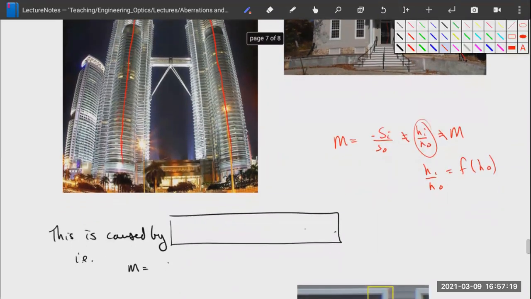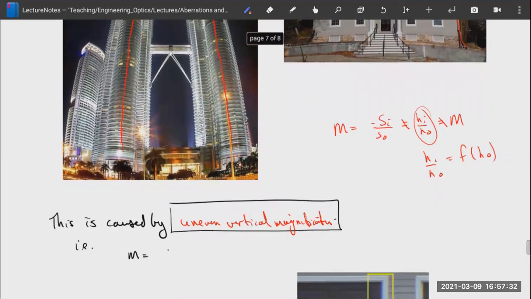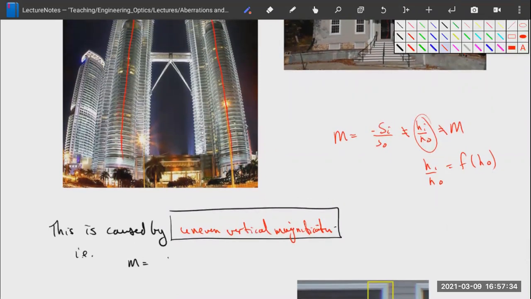Because our objects can exist in two dimensions, and H is always our distance from the optical axis. So like I said, this is caused by uneven vertical magnification, and is typically something that you come across when you have wide fields of view.